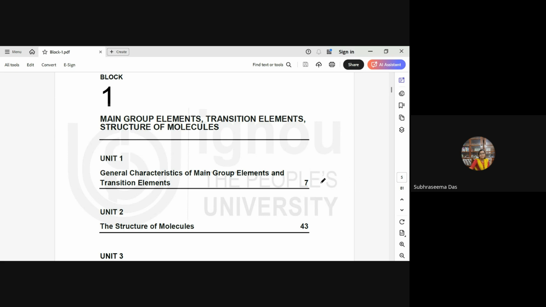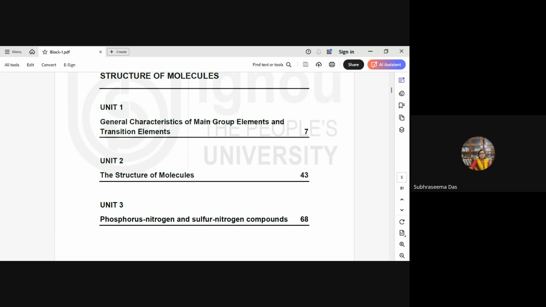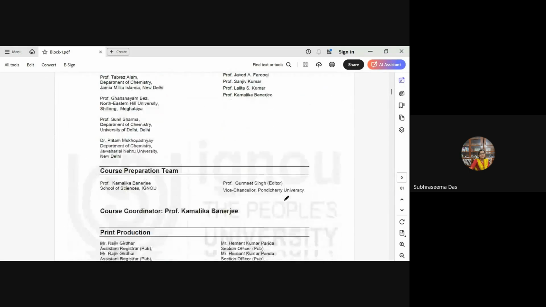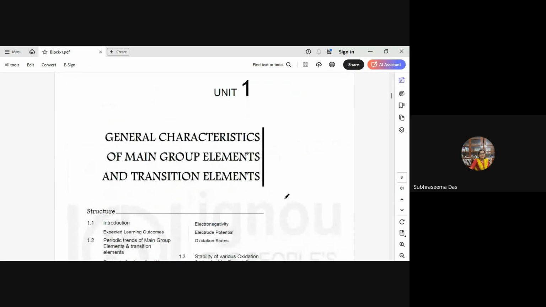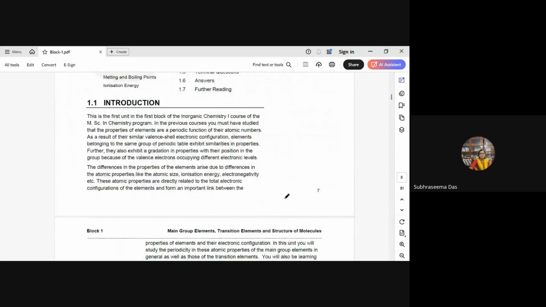The second unit deals with the structure of the molecules. And in the third unit, we will be studying phosphorus-nitrogen and sulfur-nitrogen compounds. So before going into unit 2 and unit 3 and the other complex chapters, we'll start with unit 1, that is about the general characteristics of main group elements and the transition elements. Here we will just have a revision of what we already know about the general characteristics of main group elements. To begin with, we'll start with the general characteristics.